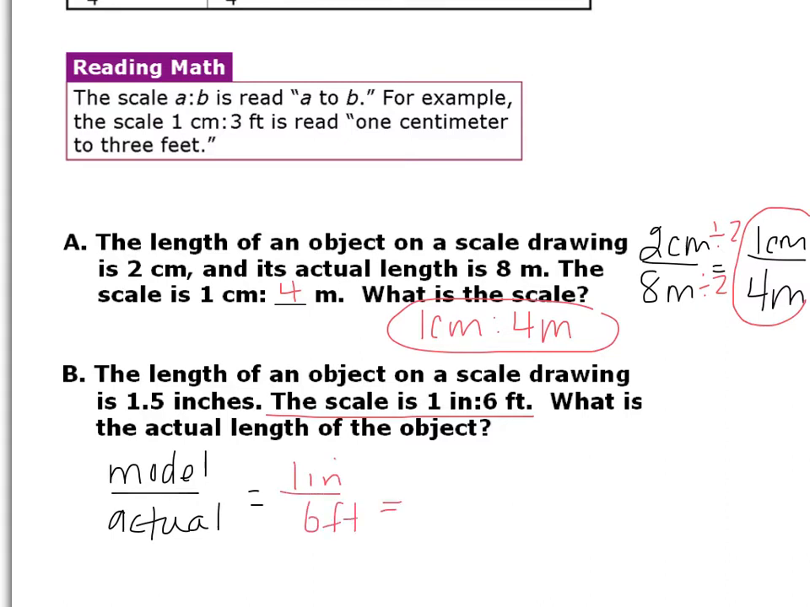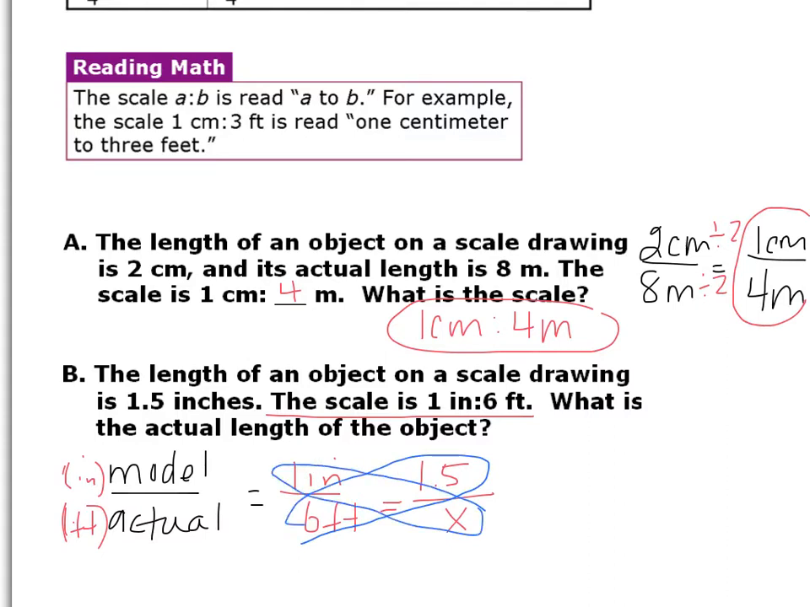And now everything for my model is in inches, and everything for my actual is in feet. Okay, so anytime I have a unit in inches, it's going to go in my numerator, and anytime I have a unit in feet, it's going to go in my denominator. Okay, so it says the length of an object on a scale drawing is 1.5 inches, so that 1.5 is going to stay in the numerator where inches is. And then what is the actual length? This is going to be a variable. That's what we're trying to find out. Okay? So we're going to have to do some cross multiplication here.